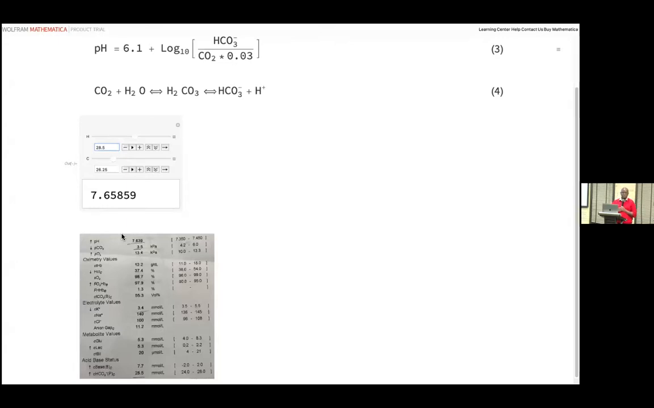Sometimes you may not trust your lab. And this is actually what they do when they're doing the quality control. They have a solution that is for acidosis. They have a solution that is for alkalosis. And they have a solution that is just for normal acid-base balance.